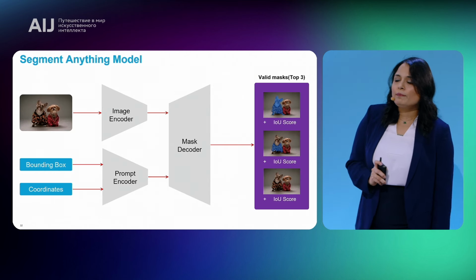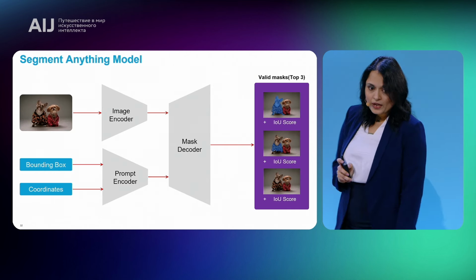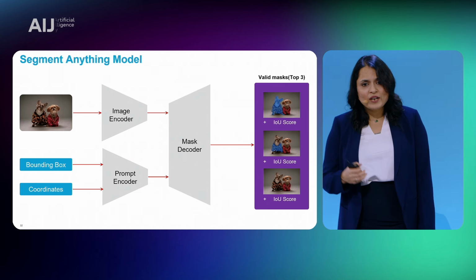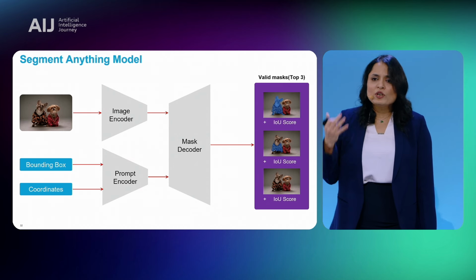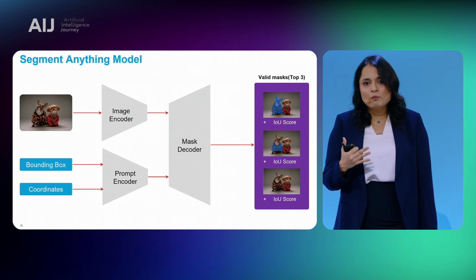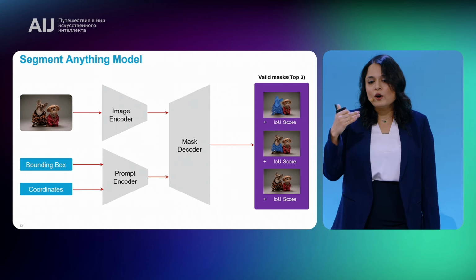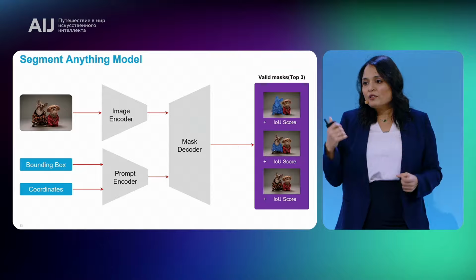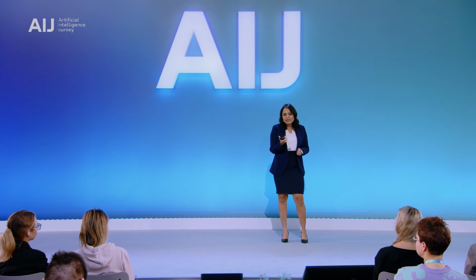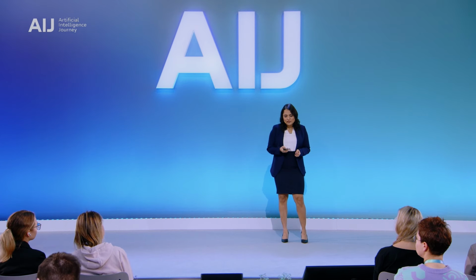The next concept is about the Segment Anything model. Segment Anything is, again, about image segmentation. You give an image as an input, it takes a bounding box or pixel coordinates as an input, and it is able to generate masks of the objects. Over here, it generates the top 3 valid masks.